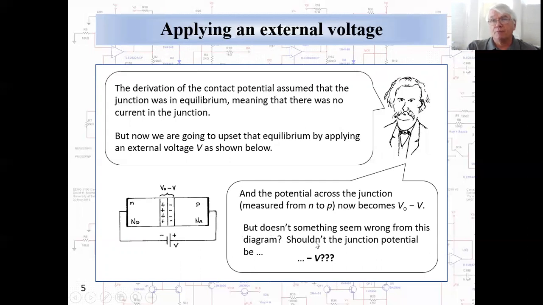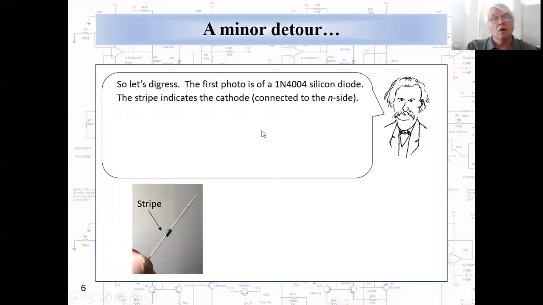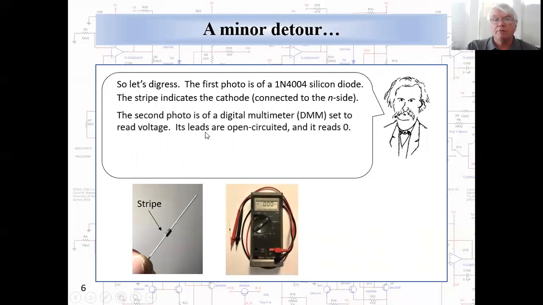So let's clear up this point. Let's digress. The first photo below is of a 1N4004 silicon diode. The stripe indicates the cathode, which is connected to the N side of the junction. And the second photo is of a digital multimeter, which is set to read voltage. And its leads are open circuited and it's reading 0. This is just a functional check of the digital multimeter.